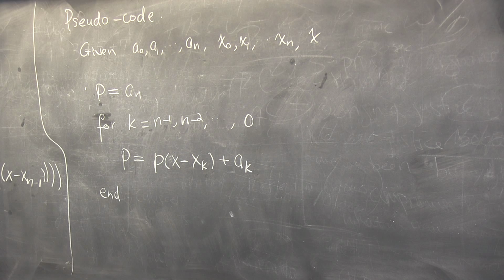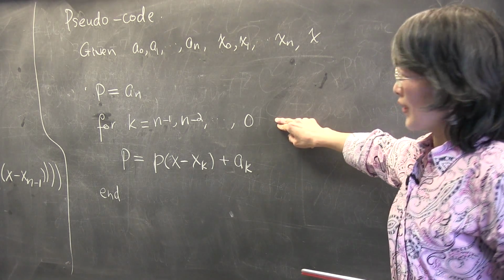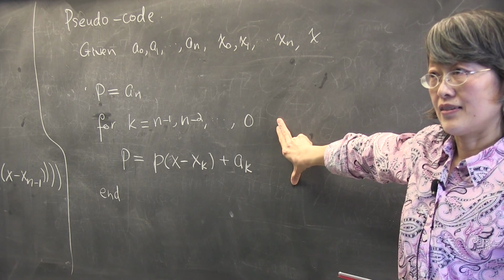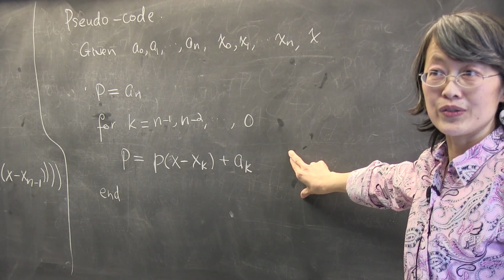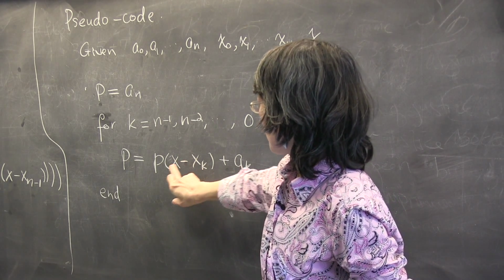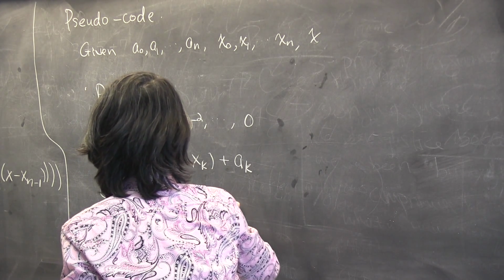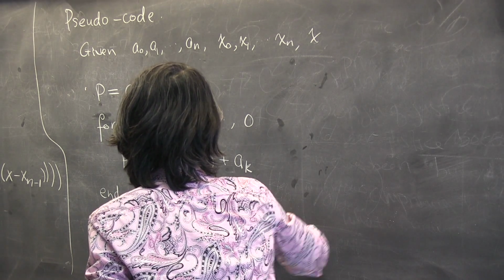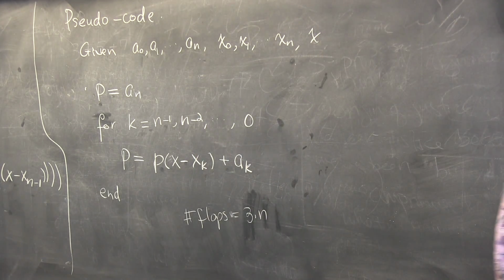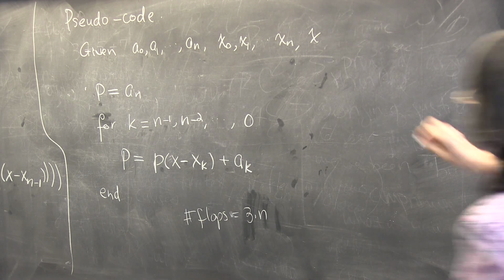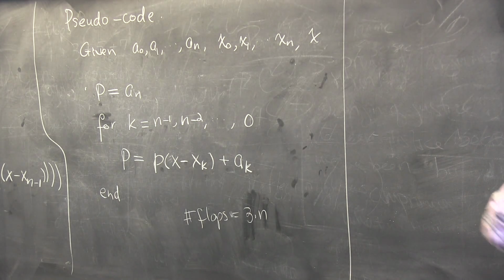Okay, so let's count now. How many flops do I need to do this computation? So this for loop, what is the length of this for loop? n, is that right? Inside each loop, what do I need to do? 1 flop, 2 flops, and 3 flops. Is that right? So the total flops would be 3 times n. Okay, it's much better, right? Is it clear? Are we okay?